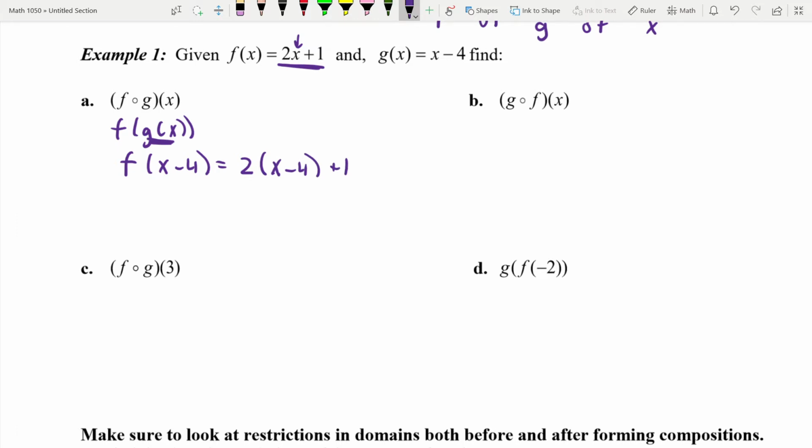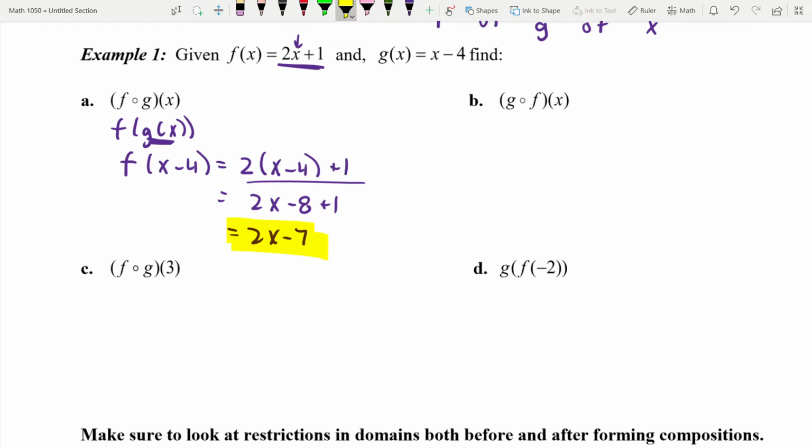I'm not going to get x equals. I'm just going to take this right-hand side and simplify it, and that's my answer. So it's 2x minus 8 plus 1. Simplify it, I get 2x minus 7, and I'm done. I'm not trying to move my 7 over and divide by 2. I'm not solving. I'm saying in my f of x, if I put in x minus 4, what do I get?